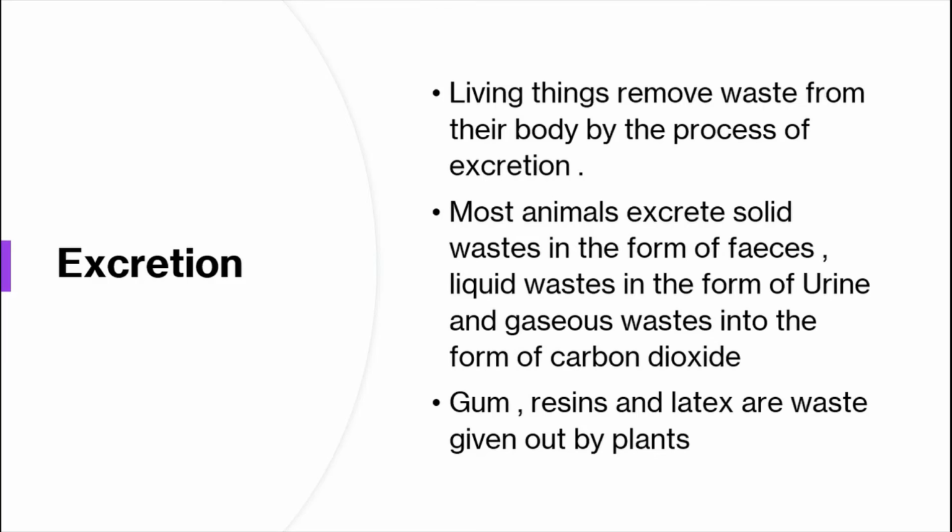Now let's go to our next topic, that is excretion. Living things remove waste from their body by the process of excretion. Most animals excrete solid waste in the form of feces, liquid waste in the form of urine, and gaseous waste in the form of carbon dioxide. Gum, resins, and latex are waste given out by plants.